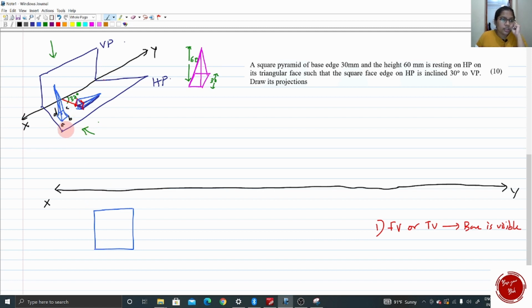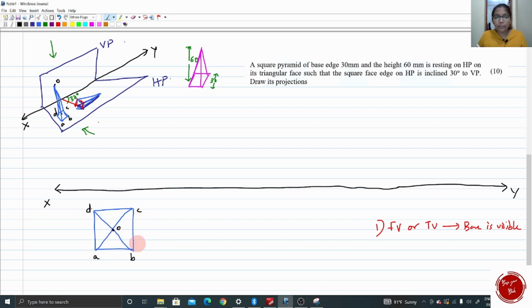So AB is the edge away from XY. So this is A, B, C and D. Also from the top view, you can see every lateral edge converging to a point O. So it will be like a cross you will see. You can just connect the diagonals and this will be the apex O.